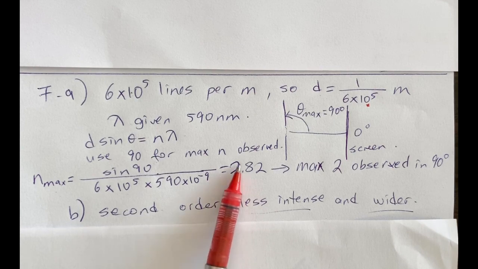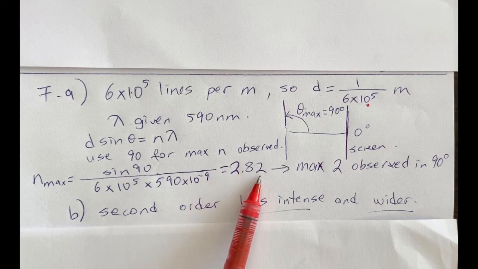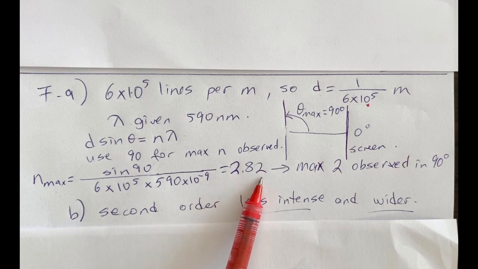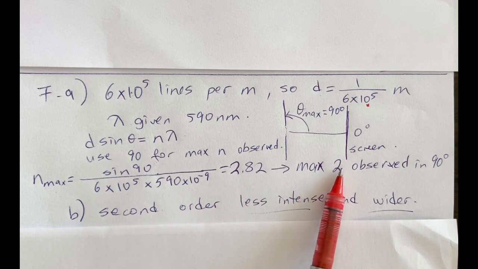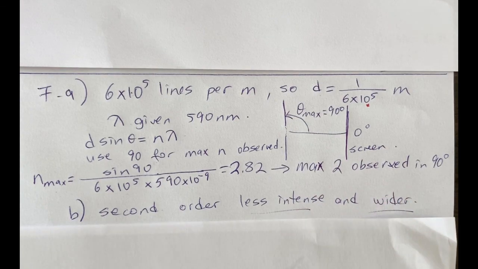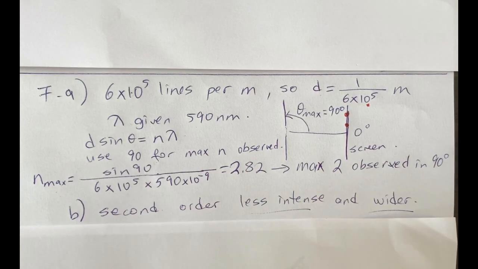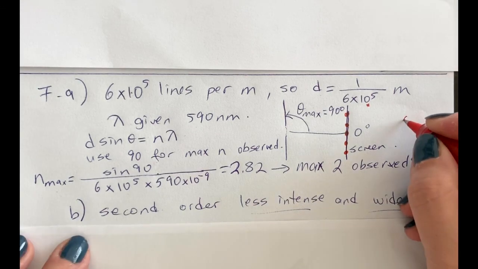That means I take the integer of whatever I found in this calculation. I can only see the first two. 2.82 would mean that I can see the 2 and I don't have space to see the third. So maximum 2 observed in 90 degrees. But that's not the answer, because that means I can observe 2 on one side, 2 on the other side, and I cannot forget about the central maximum, which means the answer is 5.